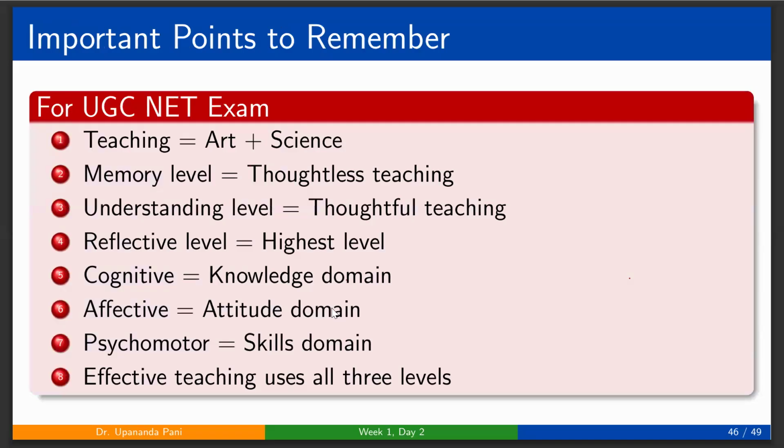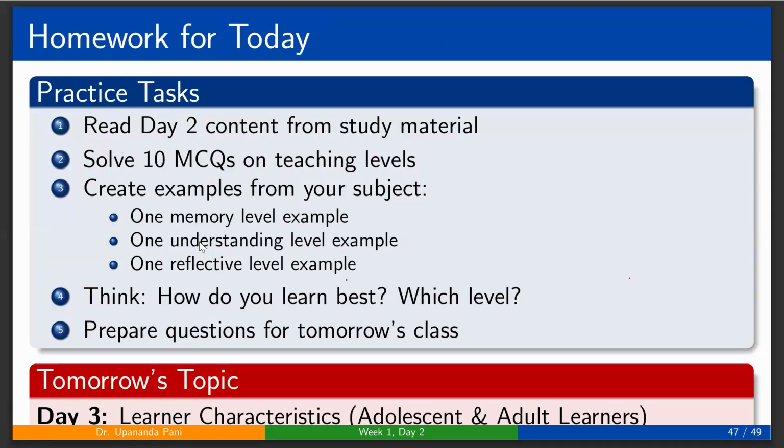Now, the important points for you to remember are that teaching is both art as well as science. If you are teaching at memory level, it means it is thoughtless teaching. Understanding level is thoughtful teaching. Reflective level is the highest level of teaching. Cognitive is the knowledge domain. Affective is the attitude domain. Psychomotor is the skill domain. Effective teaching uses all three levels. So you should remember at least all of this.